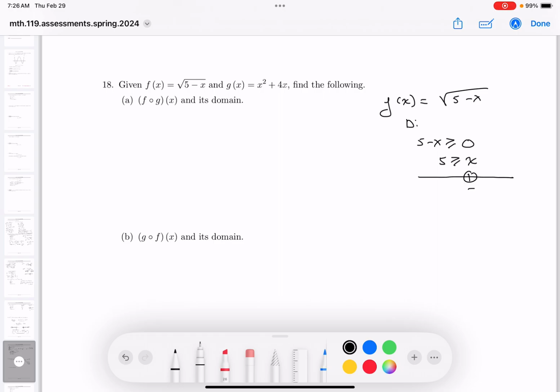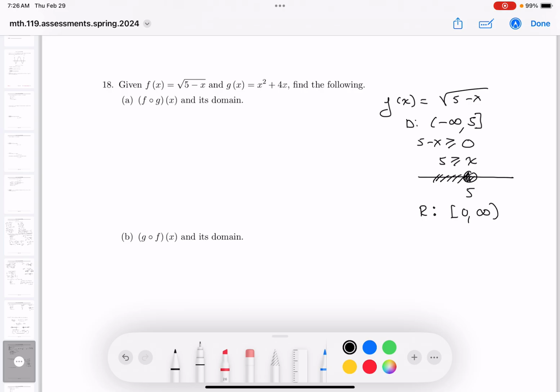I'll put the 5 over here. It could be equal to 5, and then it's less than it. So the domain goes from minus infinity up to and including the number 5. The range of this, and it's a principal root problem, by the way, is going to be positive numbers. So it's going to go from 0 off to infinity.